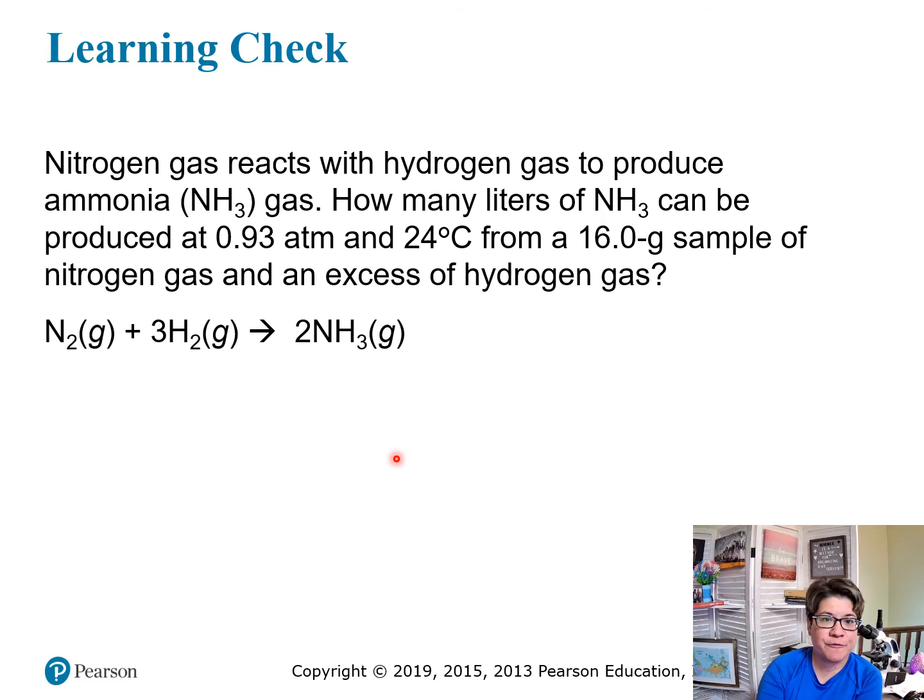Okay, so here we have nitrogen gas reacts with hydrogen gas to produce ammonia. So here, nitrogen, hydrogen, ammonia. How many liters of ammonia can be produced at 0.93 atmospheres, 24 degrees Celsius, and 16 grams of sample, and an excess of hydrogen gas? So you're going to solve for how many moles you have here, and then just use a mole ratio to find out how many moles of ammonia you would produce, and then calculate how many liters of ammonia. So this is like at least a 3-step problem. So let's dive into it.